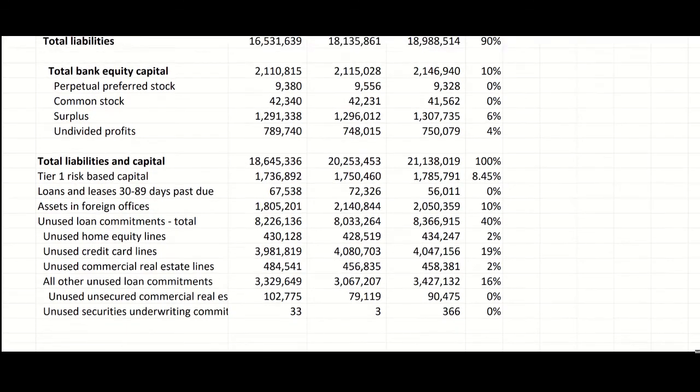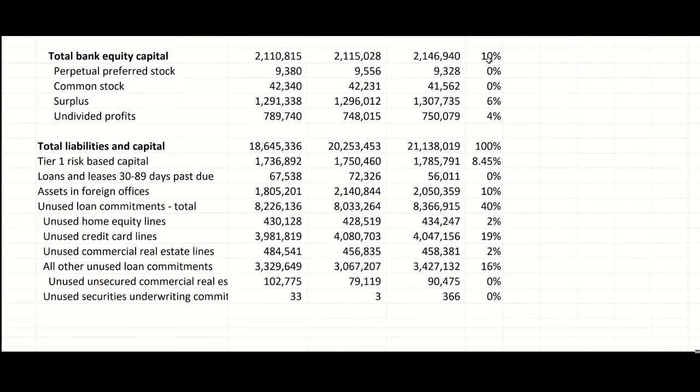And let's see, we have equity. So equity, notice equity is about 10% of the portfolio, total equity, which is what we've been referring to. That's basically a capital requirement of ballpark 10% in the simplest way of calculating an equity ratio. Then down below we have Tier 1 risk-based capital. We'll talk about that later in another video, and that's about 8.5%.